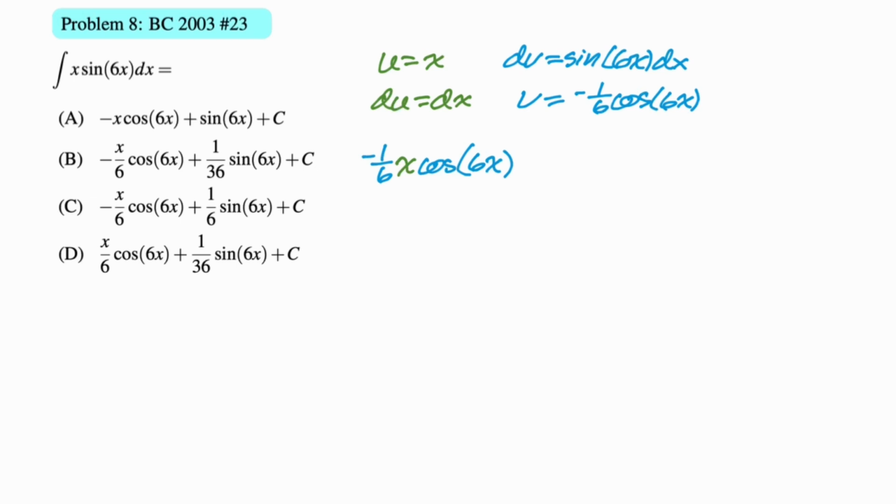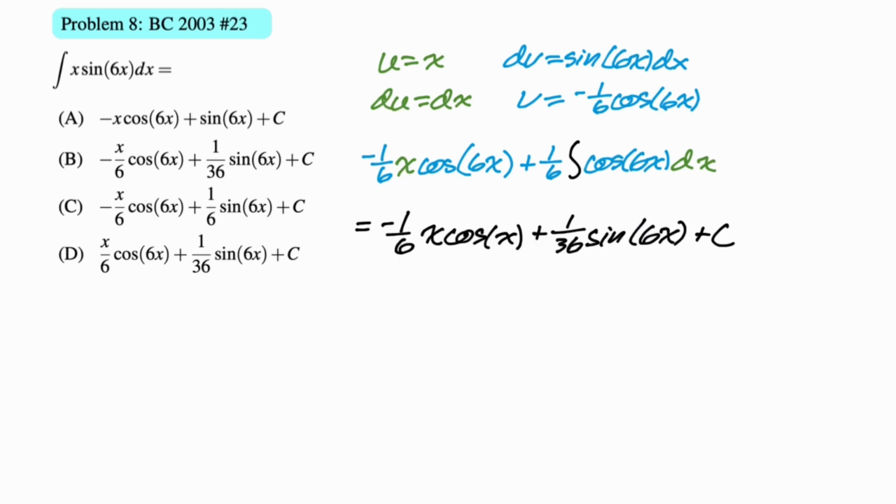So I'm going to write u times v, and then minus, which becomes plus 1/6, and then the integral of cosine of 6x dx. Now we just have to integrate that. There should have been a 6, so you get another 1/6 and then a sine of 6x. So this is what our answer ultimately will look like. Honestly, if you look at the answer choices, as soon as you got negative 1/6 x cosine of 6x, you could bump out A and D as answer choices, and then you just have to choose between what's left. So our answer here is B.